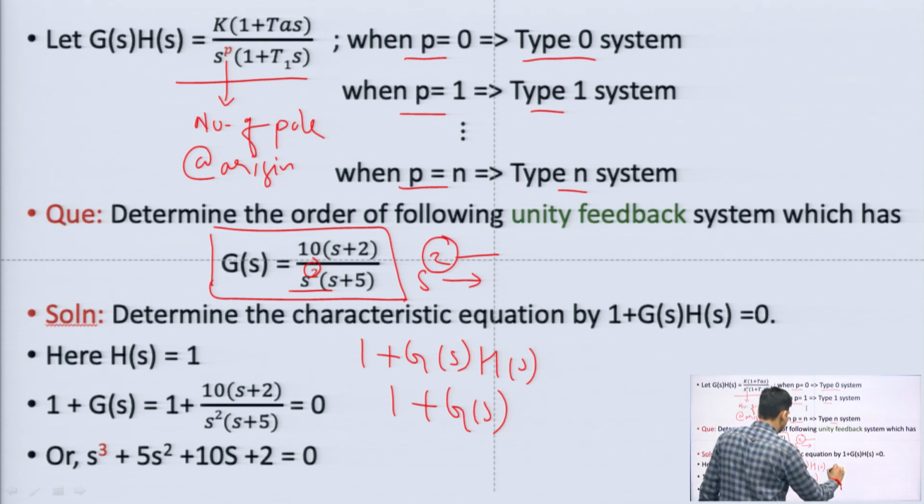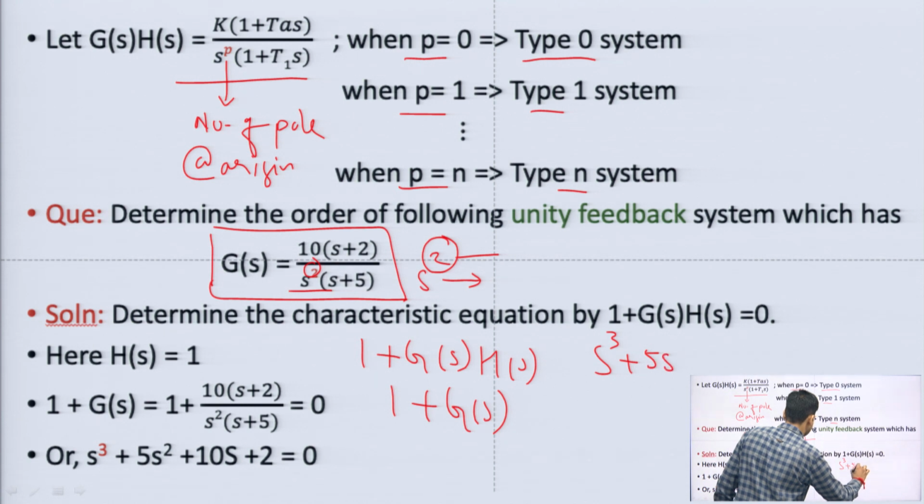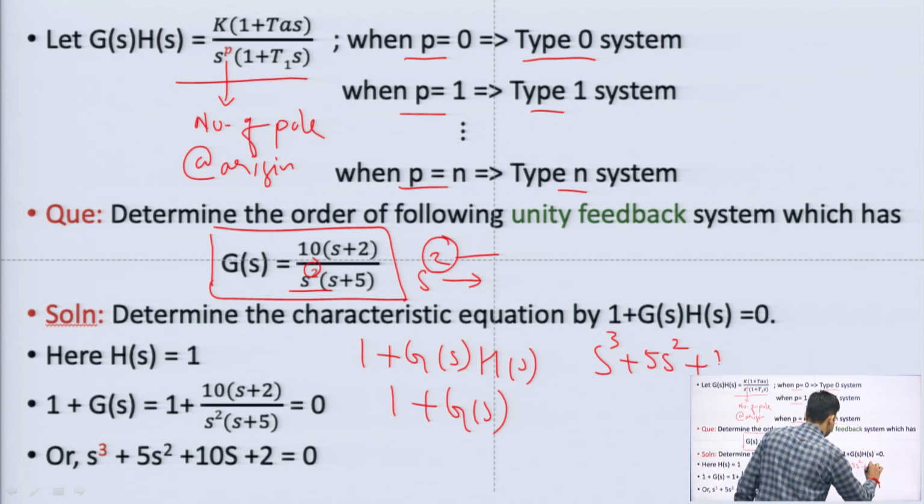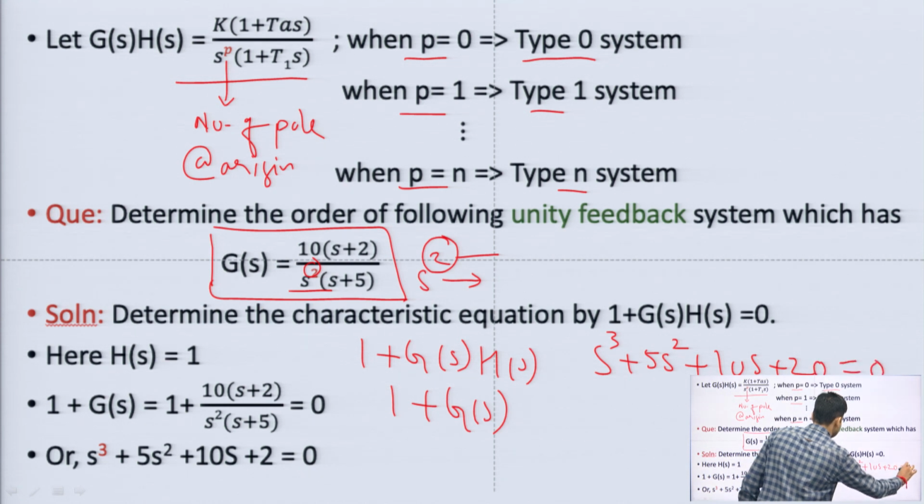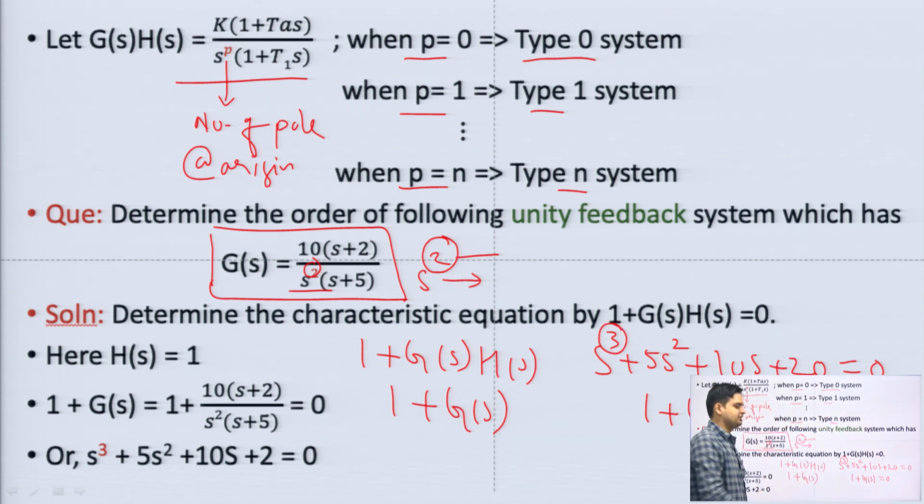If you solve it, you will get s cube plus 5 s square plus 10 s plus 20 equal to 0. This is basically 1 plus G(s) equal to 0. Here I have to observe the highest power of s, which is 3, so this is the order of the system. Okay. So, this is the order that we are looking for.